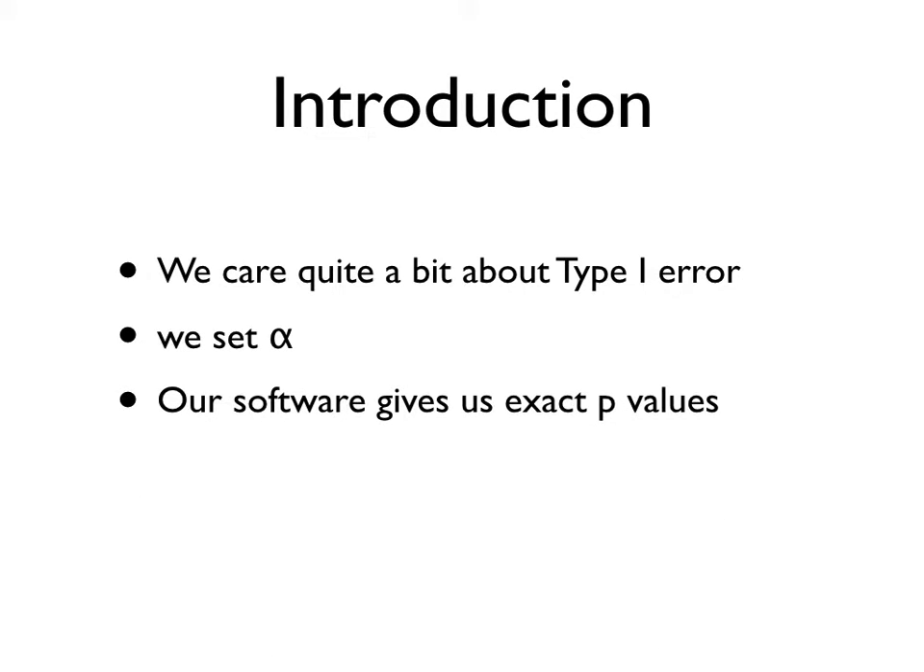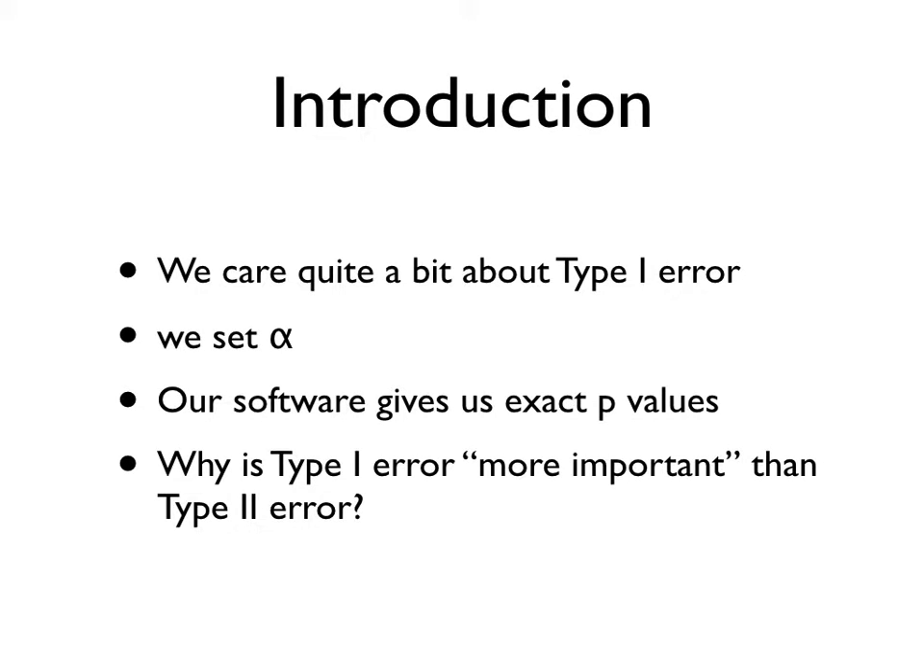Our software, in fact, gives us exact p-values. So when you go into SPSS, which I hope some of you are playing with, or you can do it with Excel, you can use Google Sheets, right? And there's even online calculators you can play with, not a problem. It'll give you an exact p-value, the probability of the null hypothesis being true. So it actually gives you these numbers.